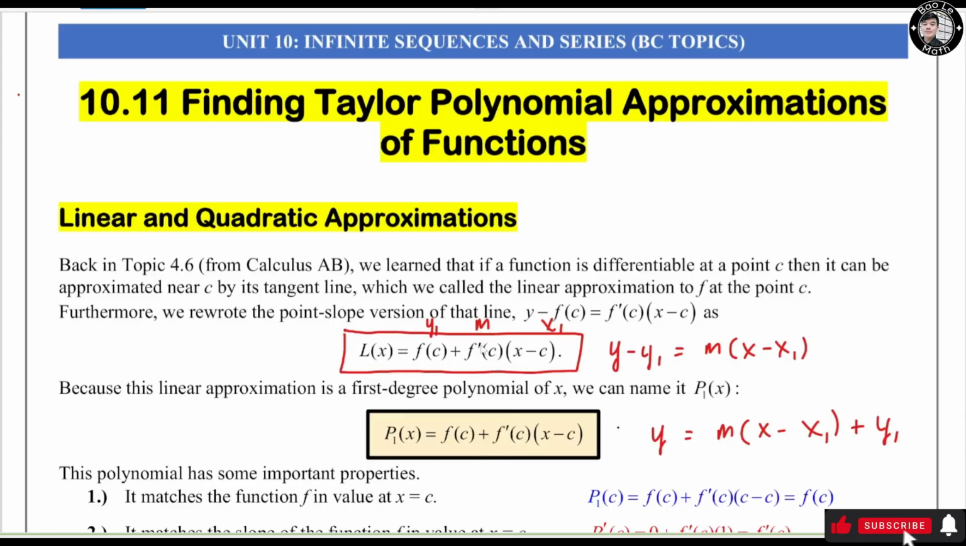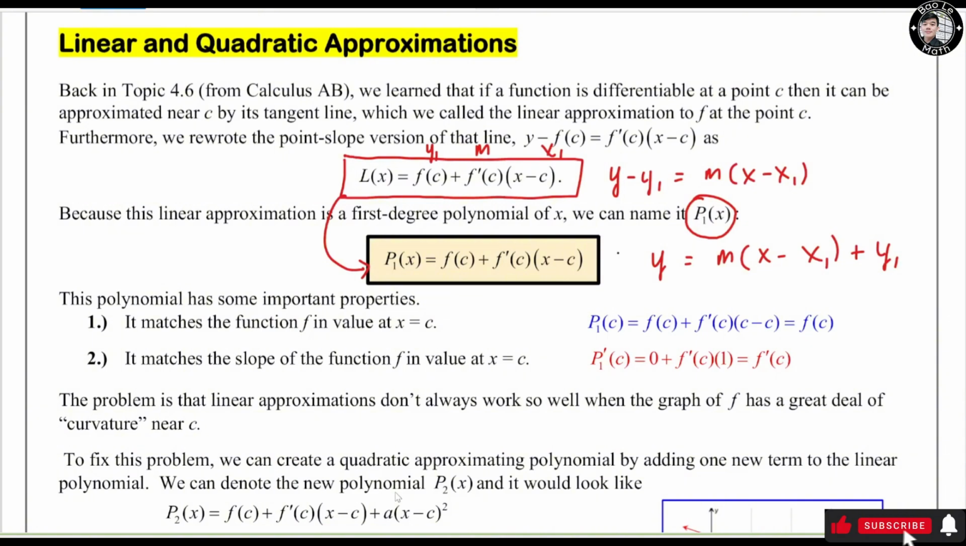Now, this linear approximation is the first degree polynomial of x. So we can name this one P sub 1 of x. We replace L of x with P sub 1 of x. Now the problem is that linear approximations don't always work so well when the graph of f has a great deal of curvature near c. So in order to fix this problem, we're going to create a quadratic approximation.